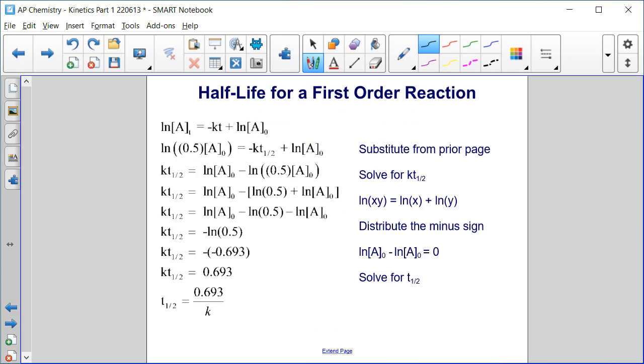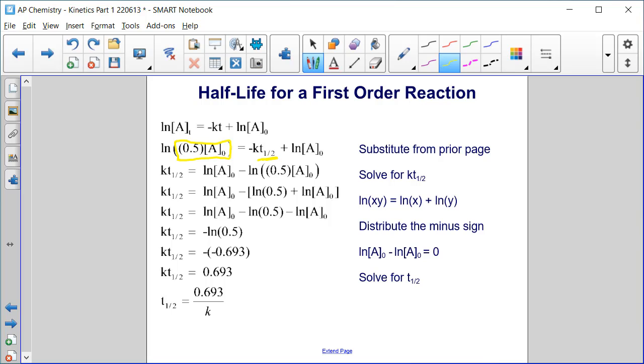Okay, so this is just my integrated rate law for a first-order reaction. I substituted from the prior page. The concentration that I am concerned with is when I reach half of my initial concentration. So half of my initial concentration. And then that happens at the half-life, right? All right, now solve for KT1/2. So I add KT1/2 to the left and subtract the natural log to the right. So we have the natural log of the initial concentration minus the natural log of half the initial concentration.